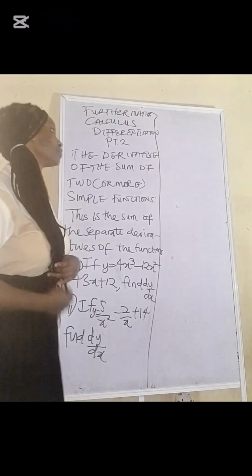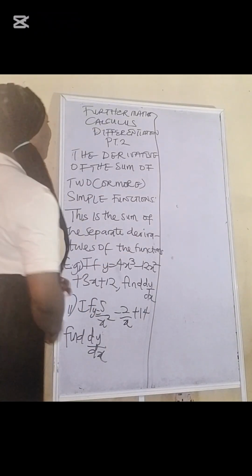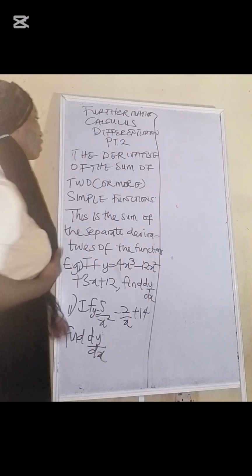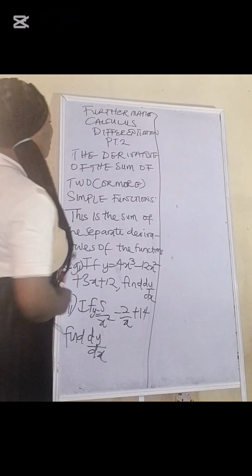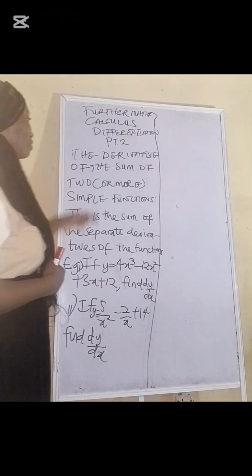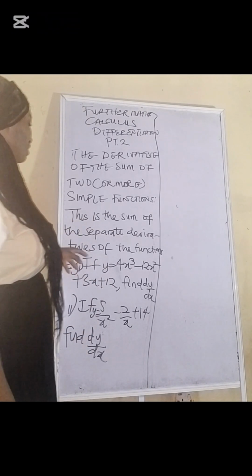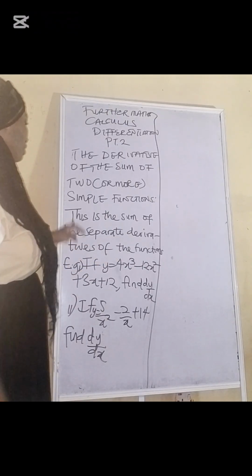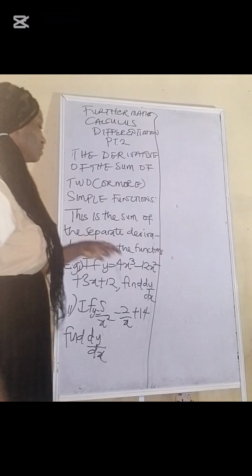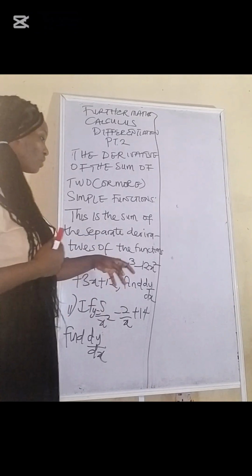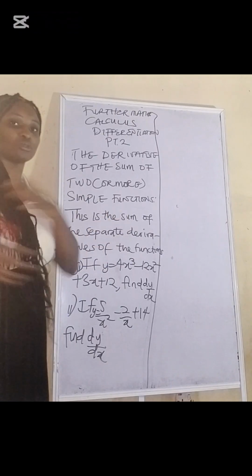Now, to everyone who watched the previous video on calculus, part 1, this is part 2. We did the first derivative. Now this is the second derivative: the derivative of the sum of two or more simple functions, which is the sum of the separate derivatives of the functions. Here the power is more than 1. If you see, this is raised to power 3 and this is raised to power 2. The previous one wasn't up to this.